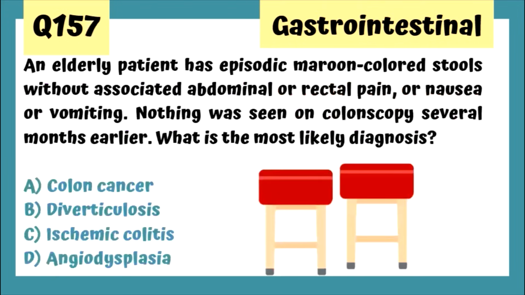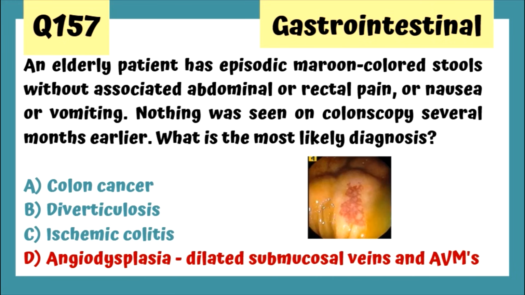Question 157, an elderly patient with episodic maroon-colored stools, not like these stools over here, but actual stools like feces, without associated abdominal or rectal pain or nausea vomiting. So they have these maroon-colored stools. Nothing was seen on colonoscopy several months earlier. What's going on? What is the most likely diagnosis? It's actually angiodysplasia, where there are dilated submucosal veins and AV malformations. That leads to this bleeding, which may not even be seen on colonoscopy.